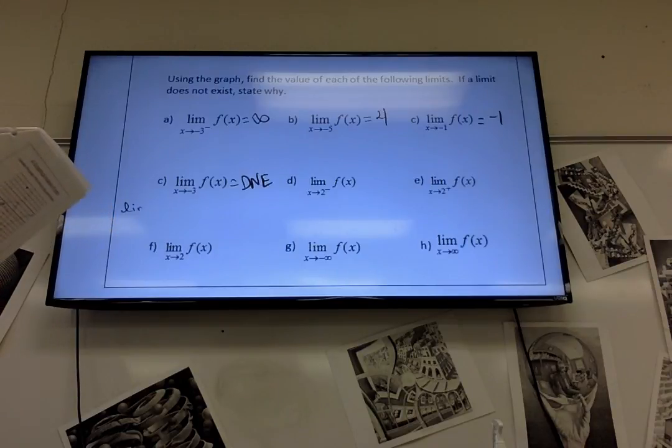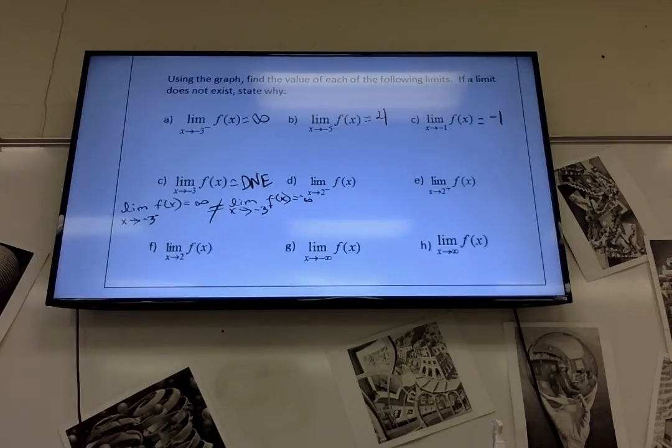So you could just say the limit as x approaches negative 3 from the left is infinity. And the limit as x approaches negative 3 from the right is negative infinity. And those two are not equal to each other. It's not my prettiest writing, but y'all have been with me before.